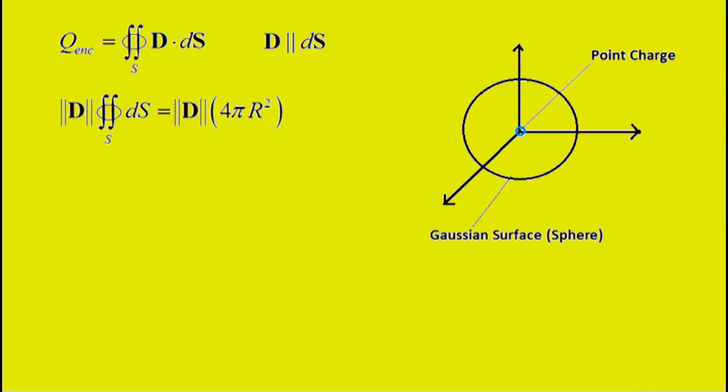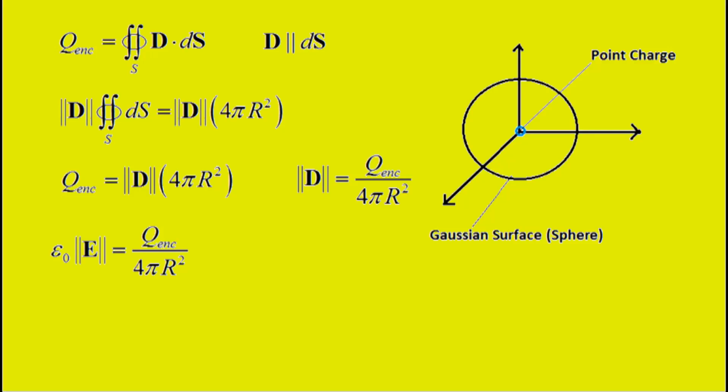This means that the displacement field D is constant over the surface. We can pull it out of the integral and evaluate it easily. We can now plug this back into Gauss's law and solve for D. In free space, D is epsilon naught E, so we can substitute this in and solve for E. Note that if this charge was in some sort of dielectric, then the permittivity would just be epsilon. See my video on displacement fields for more info about that.